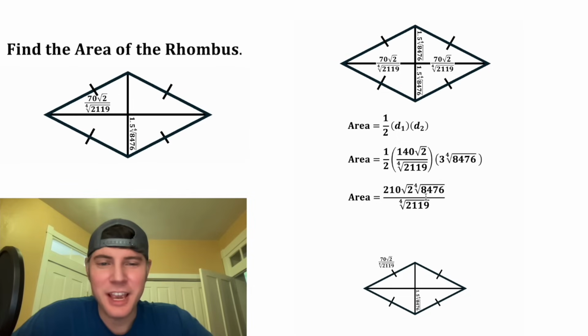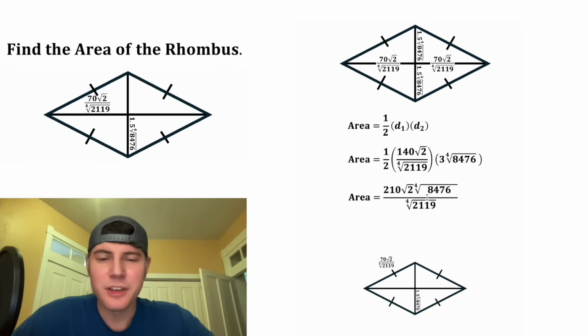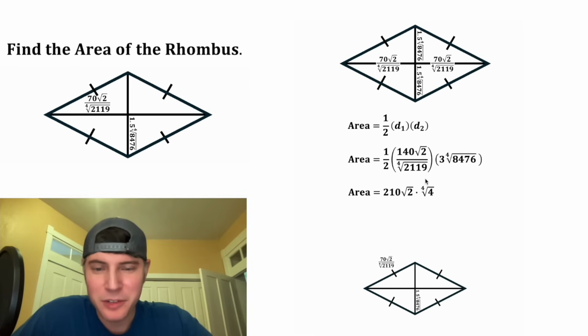Next, I want to look at this 8476. 8476 is the same thing as 4 times 2119. And then since both of these are under the fourth root, we can give them each their own fourth root. And now we have a fourth root of 2119 on top and bottom. Those can cancel each other out. Let's play around with this fourth root of 4.